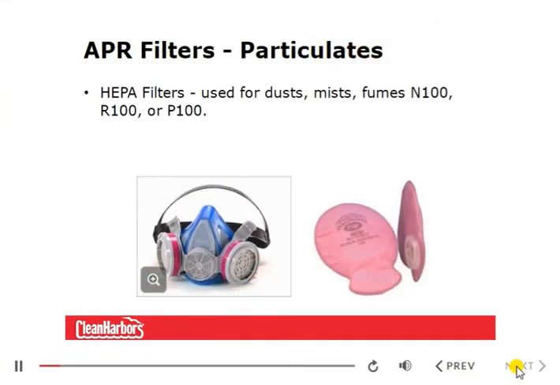A HEPA filter is a type of mechanical air filter. It works by forcing air through a fine mesh that traps harmful particles such as dusts, mists, fumes, as well as things like pollen, pet dander, dust mites, and tobacco smoke.